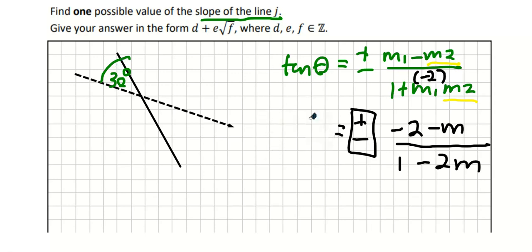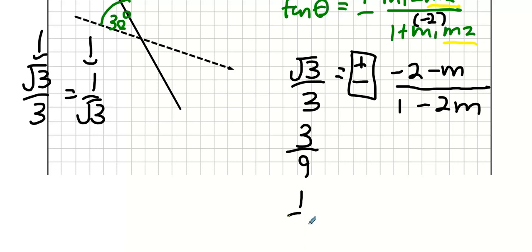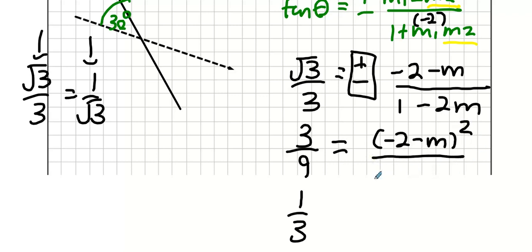It depends if you use your tables or not. Okay, so root 3 over 3 is actually the same as 1 over root 3. This is what it looks like in the calculator, and this is what it looks like in your tables. Now, either way, I'm going to square both sides. When you square root 3, we get 3. When you square 3, you get 9. And then 3 over 9 is 1 over 3. Squaring the other side is going to be a bit more difficult because I have to square both brackets out, top and bottom.